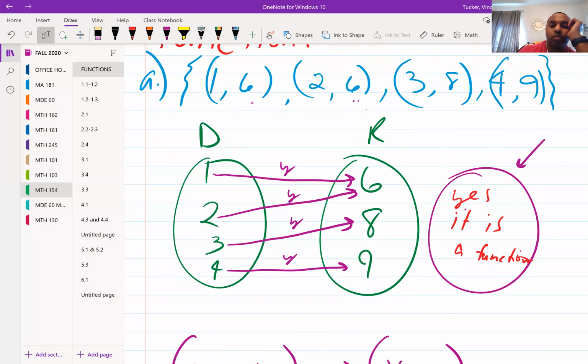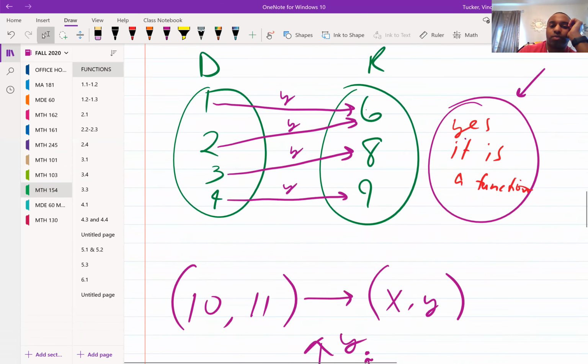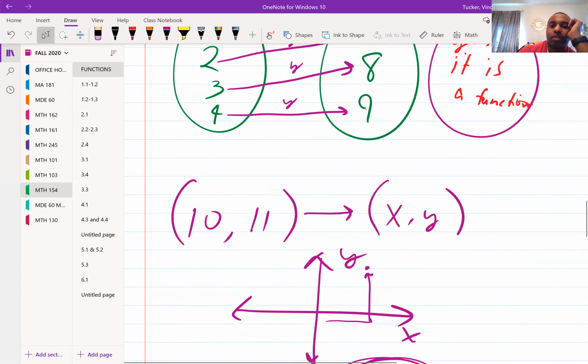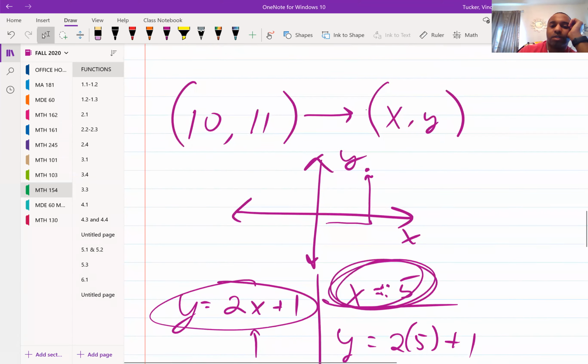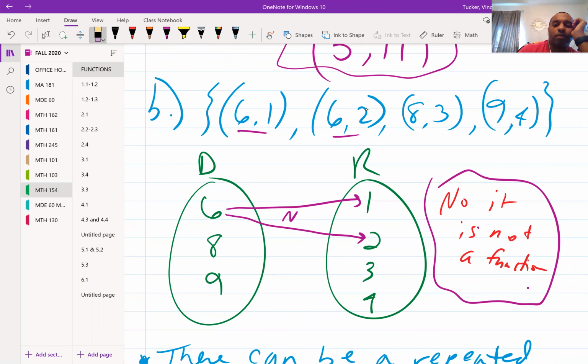All right. I scroll up. All right. That's not everything. Here's the next one. So here we have 6, 1, 6, 2, 8, 3, and 9, 4. So once again, set up your domain, set up your range, and you can do a mapping in the same fashion that we did in the last one.